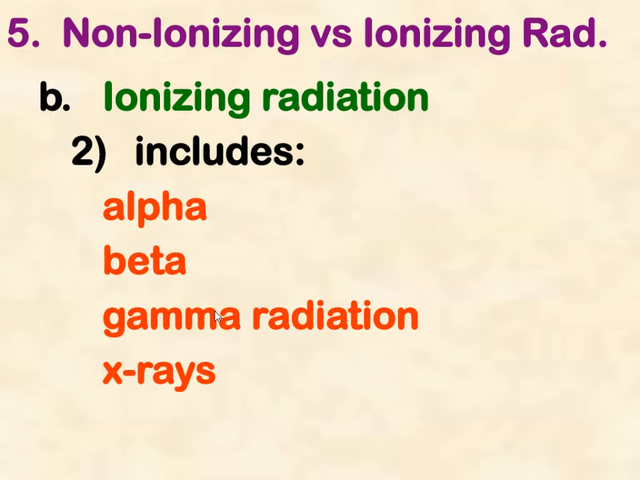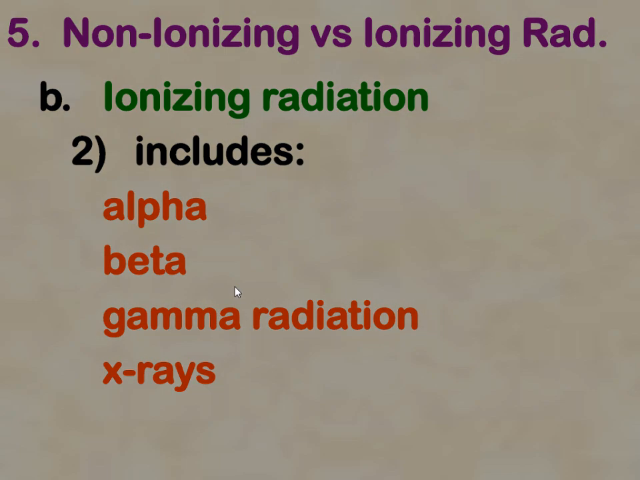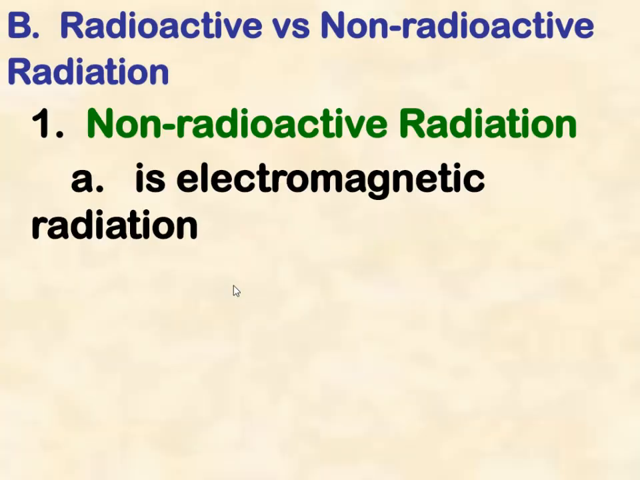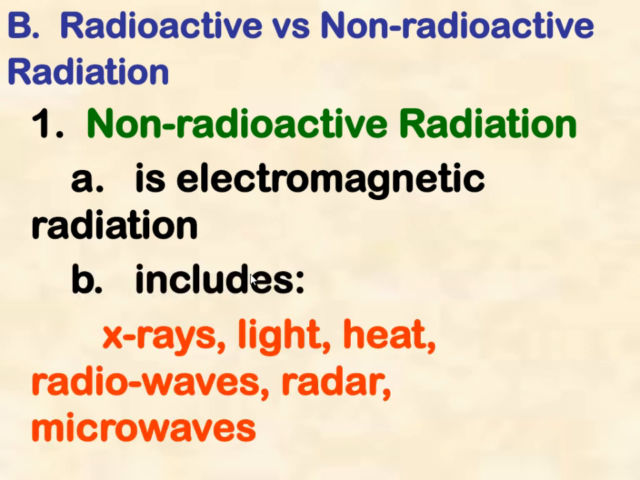So these are alpha, beta, gamma, and X-rays, and we will discuss each ray. Non-radioactive radiation is electromagnetic radiation. So this is your X-rays. If you've ever had a broken bone or a torn ligament, when you do a CAT scan, that's the radiation that goes through your body and lights up your bones and things to show that you have a fracture or a torn ligament.